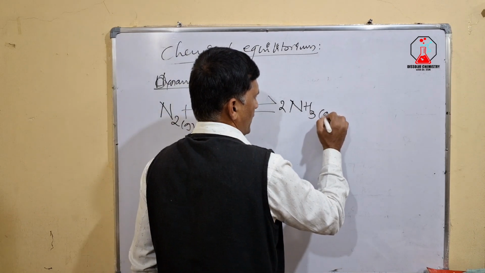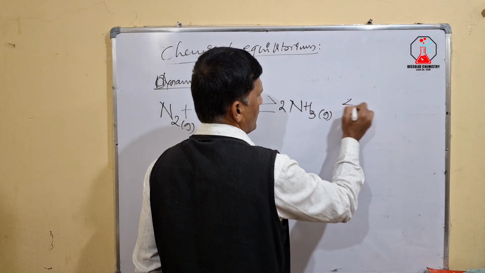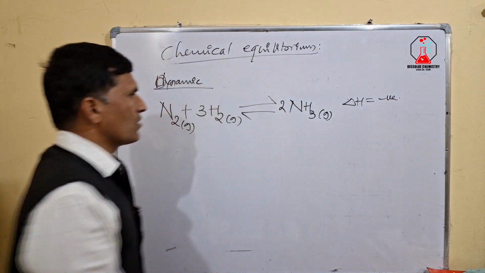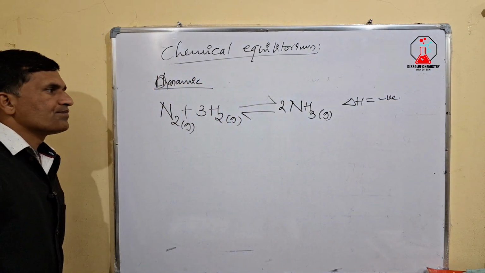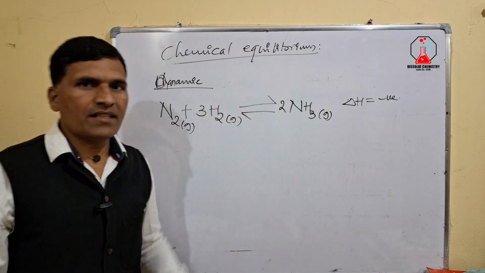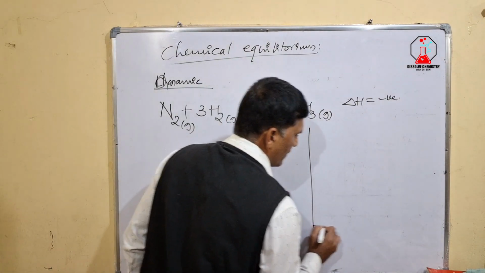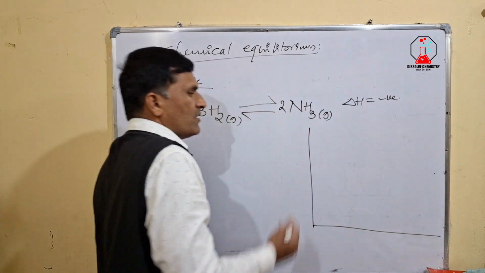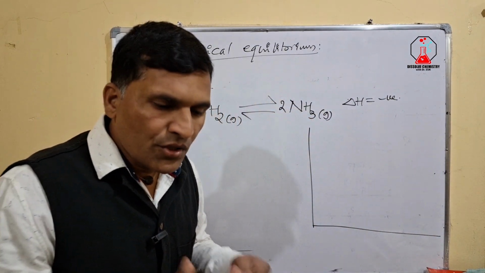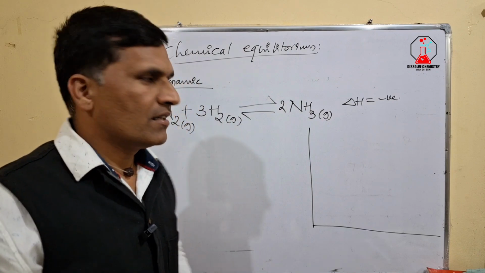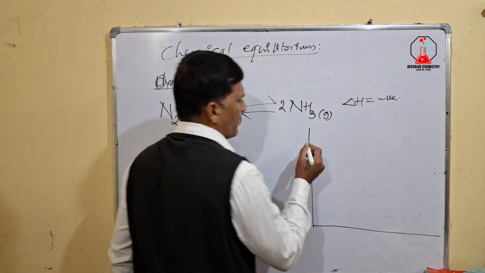Okay, with the evolution of heat. It is an exothermic reaction, negative it is. Okay, so make a note of this. Now, how does this reaction occur? Okay, graphically we will see this one, and then we will see the experiment which is being used to explain the dynamicity of the reaction. Okay, our equilibrium is dynamic.